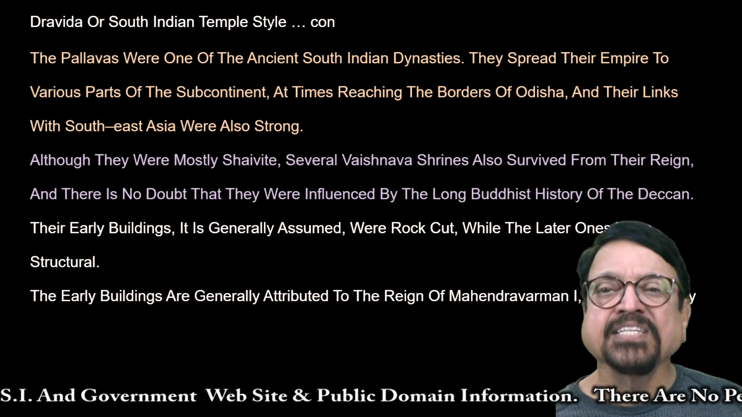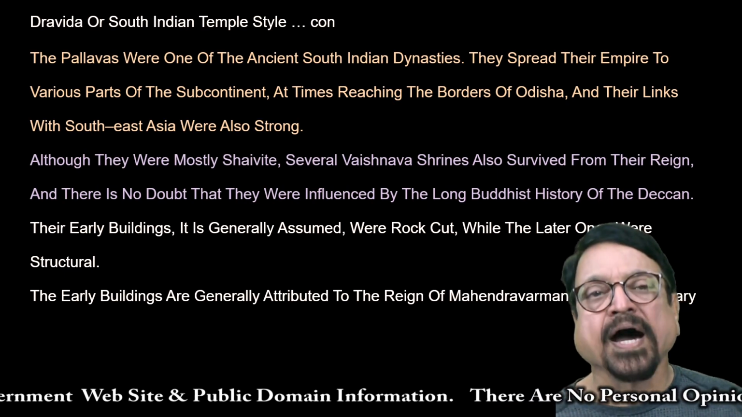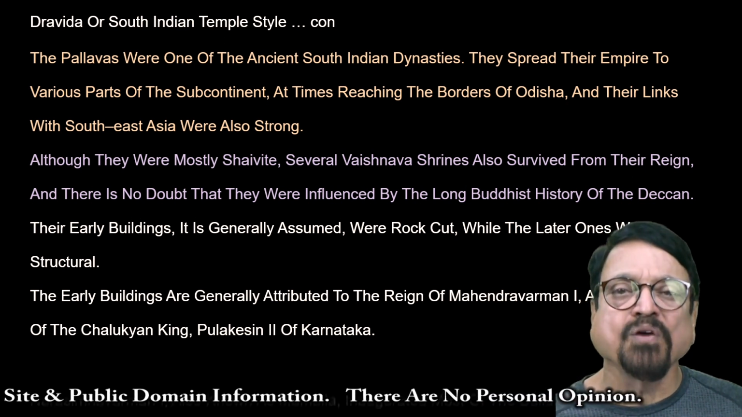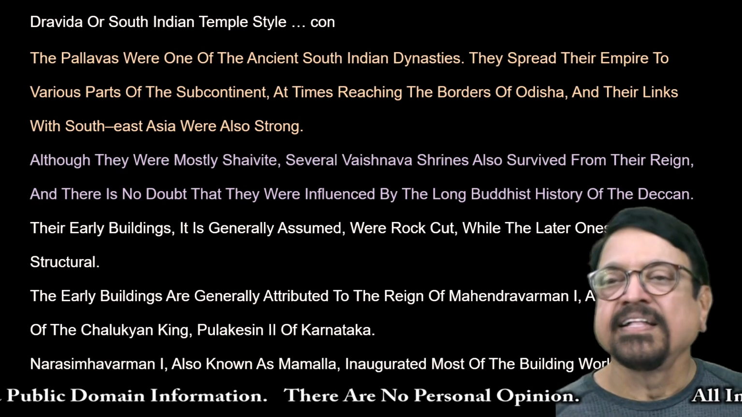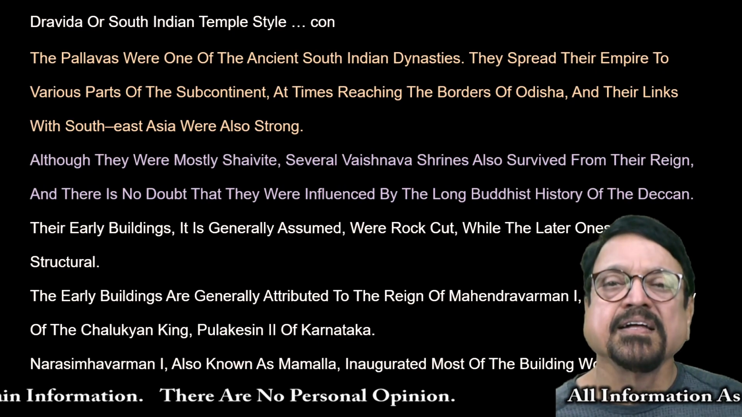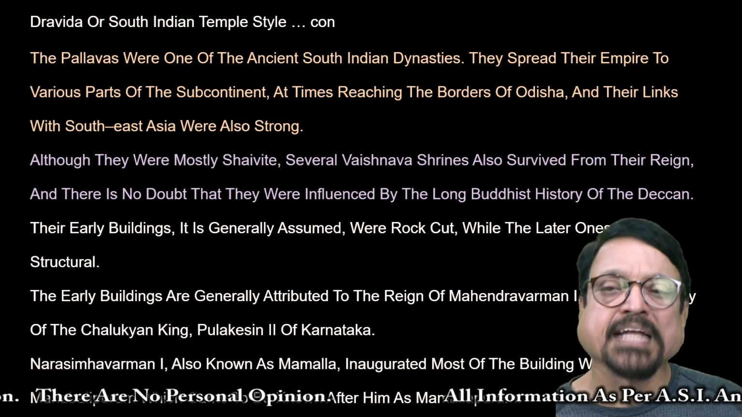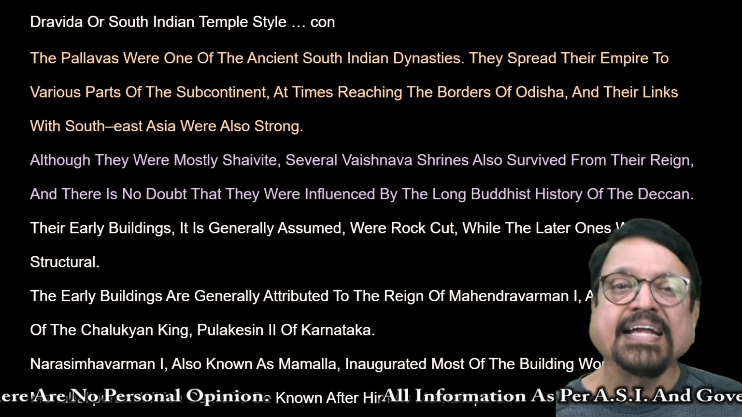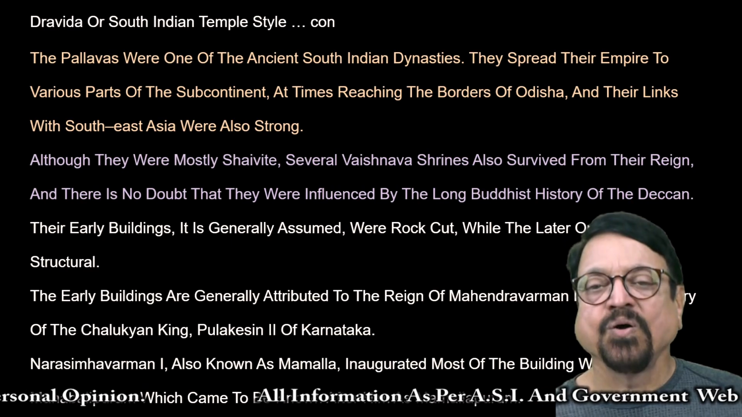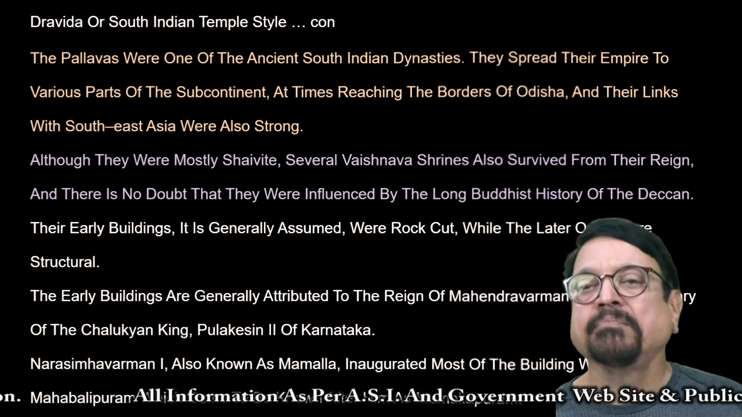Now the early buildings are generally attributed to the reign of Mahendravarman I, a contemporary of the Chalukya king Pulakeshi II of Karnataka. Narasimhavarman I, also known as Mamalla, built most of the temples, and the temple architecture was also modified by him, and that's what we can see best in Mahabalipuram.